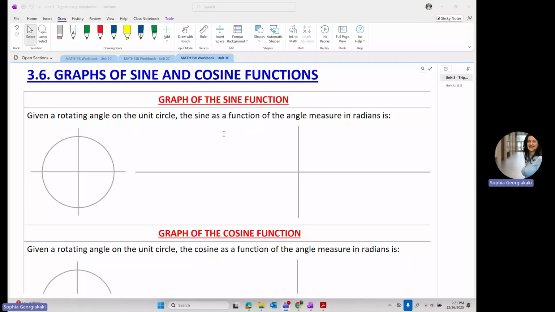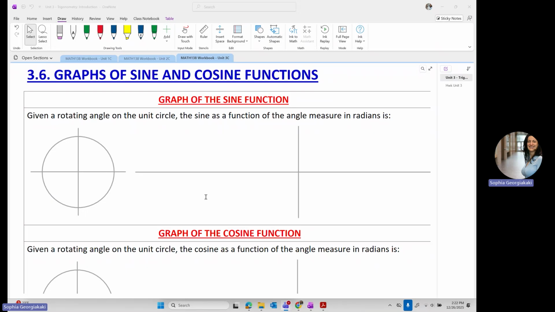We are continuing in Unit 3 of our Precalculus course. In Section 3.6, we will look at the graphs of the sine and the cosine functions. And after we do the graphs and we identify the properties, we will discuss in our next video how to graph transformations of the sine and the cosine function.